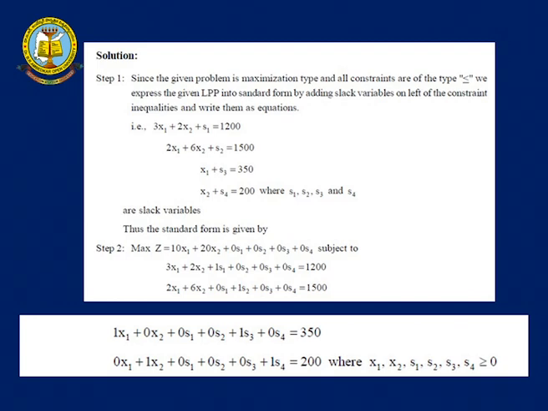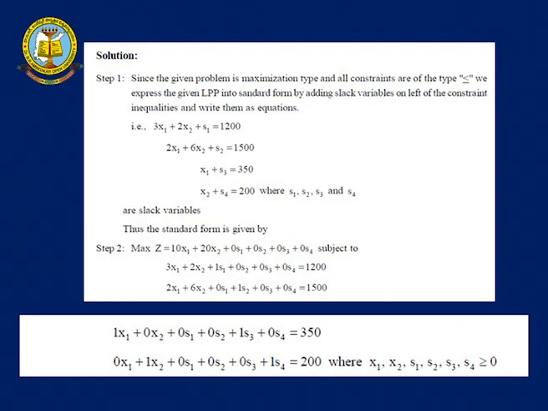So it can be written as 2x1 plus 6x2 plus 0 into s1 plus s2, next 0 into s3 plus 0 into s4 equal to 1500. Similarly, x1 plus s3 equal to 350. Here x2, s1, s2 are missing, so write it in proper order: x1 plus 0 into x2 plus 0 into s1 plus 0 into s2 plus s3 plus 0 into s4 equal to 350.